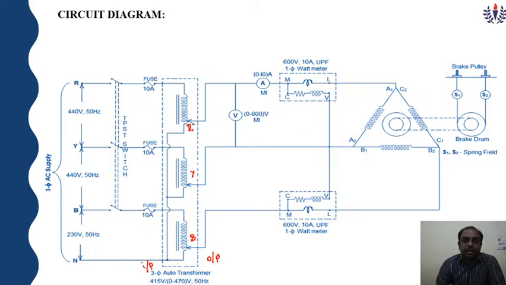Here the output of R from the autotransformer is connected to the ammeter positive end. This is AC, plus minus. The negative terminal is connected to M, and L is connected to C1. M and C will be shorted, and V is connected to the VR 600. At this point we have to set 600 volt. The output of Y from the autotransformer is connected to B1.